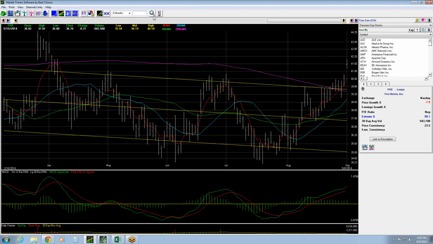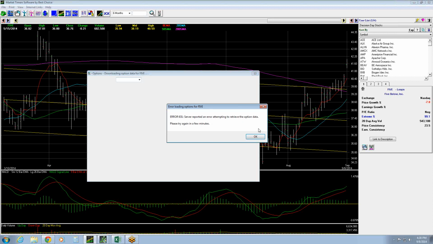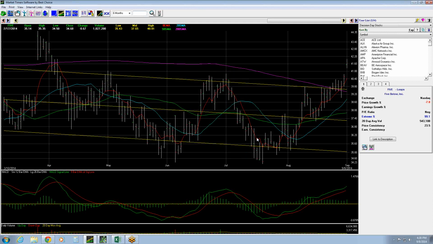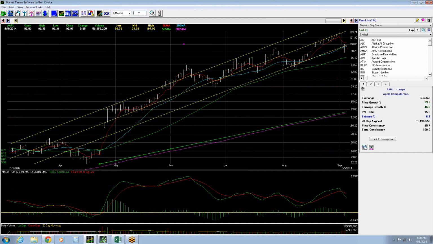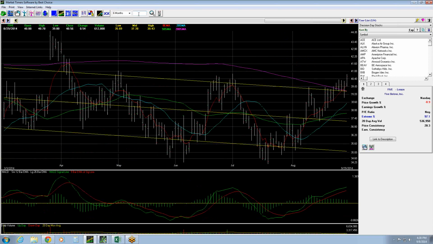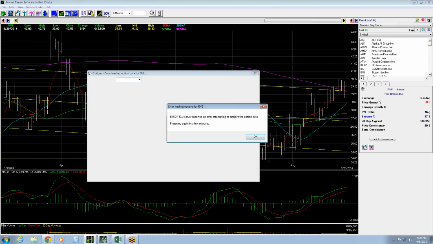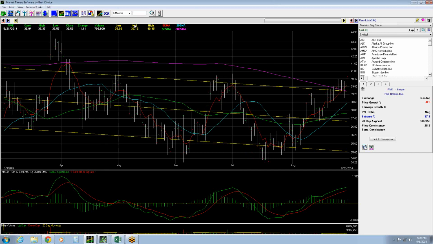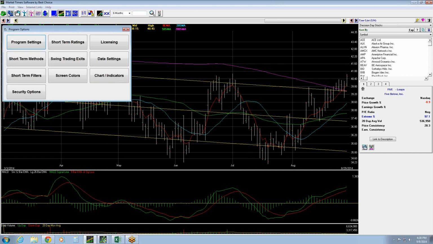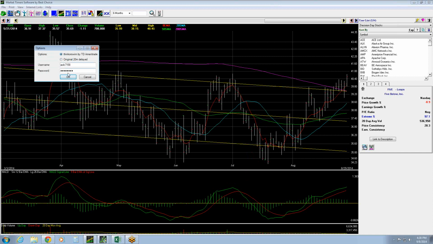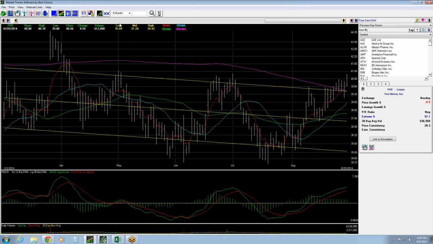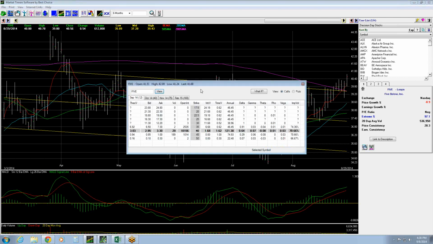So when I click on the option chain, it now brings up an error. Let's try this again. Usually you have to type in a symbol for it to work properly, and this is not working properly. I hate when that happens. So we'll go back to the TD Ameritrade account.